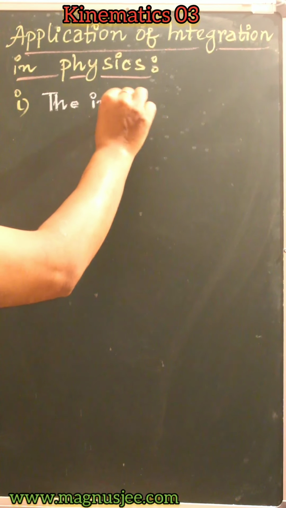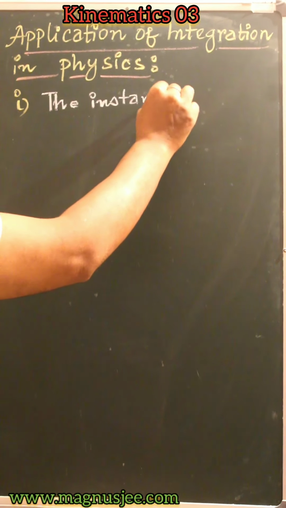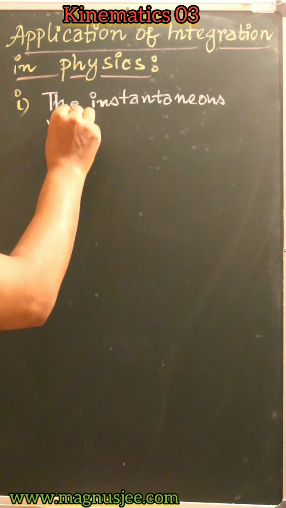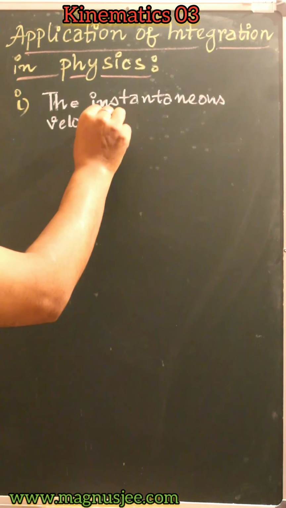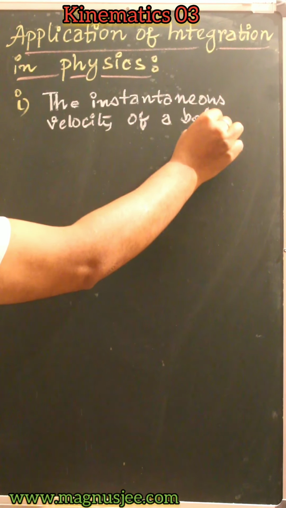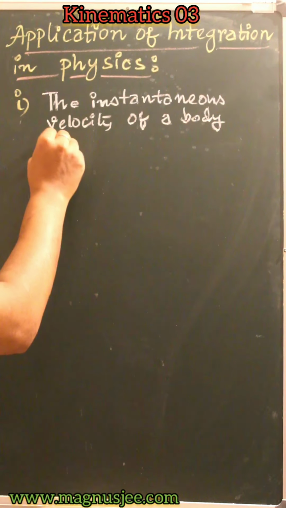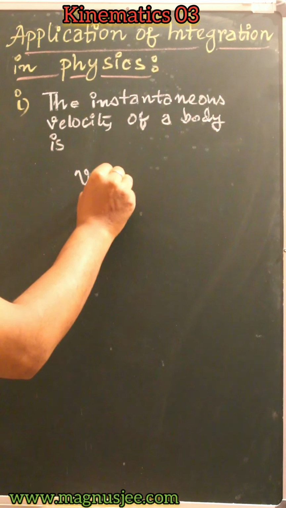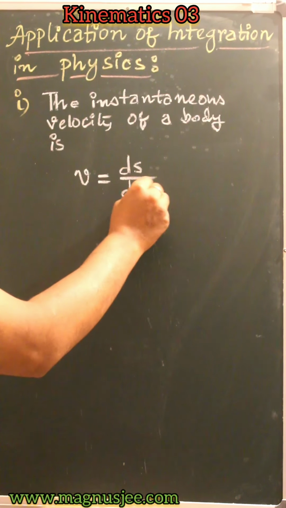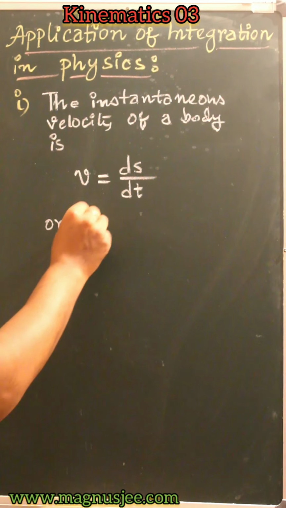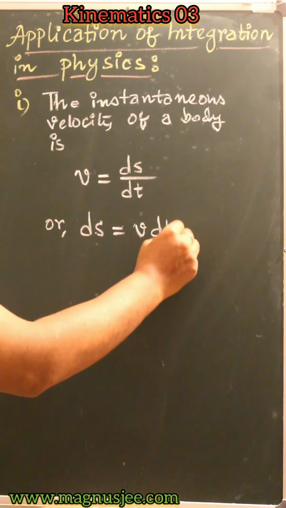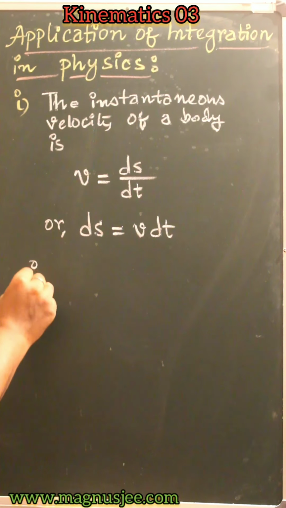Number 1, the instantaneous velocity. The instantaneous velocity of a body at an instant t second is given by v equal to ds by dt. ds means small change in displacement and dt is small change in time. So ds equal v dt.